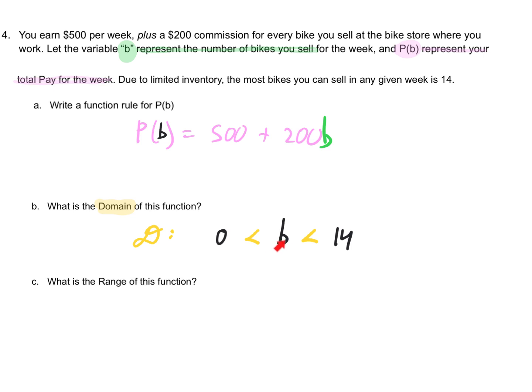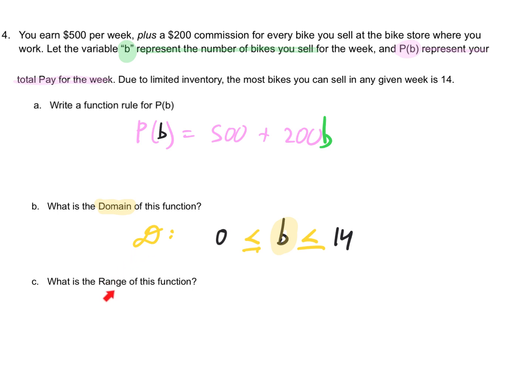The number of bikes we can sell has to be bigger than 0, or it could be equal to 0. You might get skunked. So don't read 0 and then less than or equal to B. Start with B. So this says that B has to be bigger than or equal to 0, but B also has to be less than or equal to 14. Since this tells us what values of B we are allowed to input into our function, this is the domain.